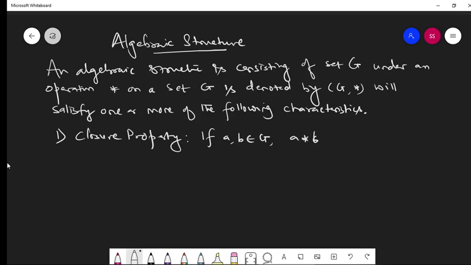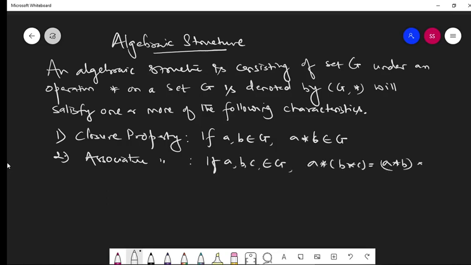Number two is associative property. If a, b, c belong to G, then (a asterisk b) asterisk c equals a asterisk (b asterisk c). This is associative property. And number three, commutative property. It means if a, b belong to G, then a asterisk b equals b asterisk a, which belongs to G. And number four, existence of identity element.